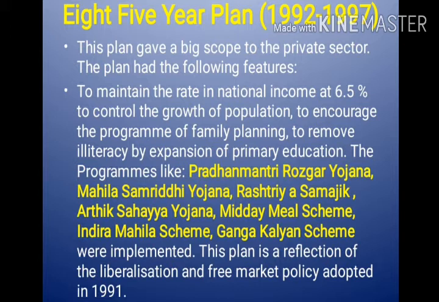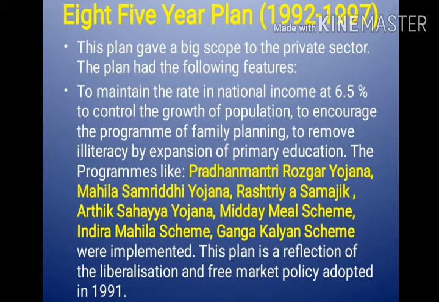To maintain the rate in national income at 6.5%, to control the growth of population, to encourage the program of family planning, to remove illiteracy by expansion of primary education. And programs like the following were also implemented during this plan: Pradhan Mantri Rozgar Yojana, Mahila Samriddhi Yojana, राष्ट्रीय सामाजिक आर्थिक सहाय्य योजना, Mid Day Meal scheme, Indira Mahila scheme, Ganga Kalyan scheme.